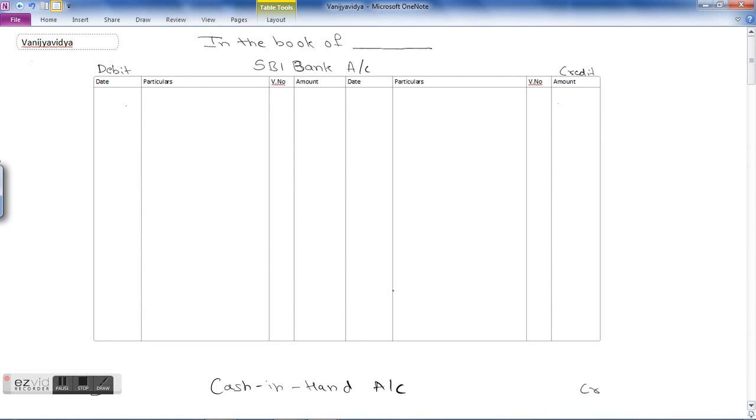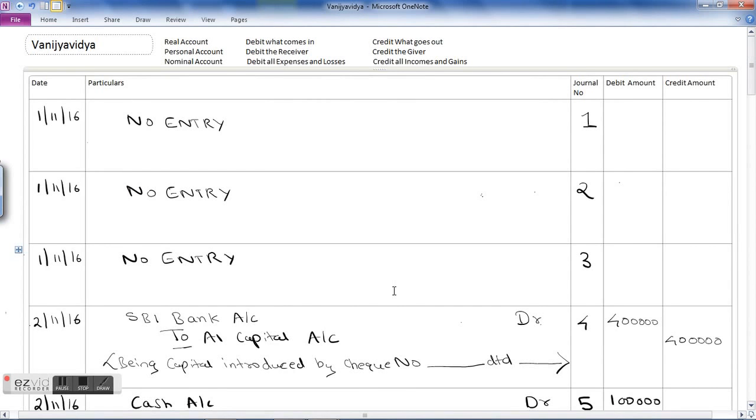Whenever a particular account is debited, the effect of the same is given on the left hand side, and whenever a particular account is credited, the effect of the same is given on the right hand side. So this is how we will be posting the journal entries in each and every ledger account. Now let's see the list of the ledger accounts that we will be required to make.